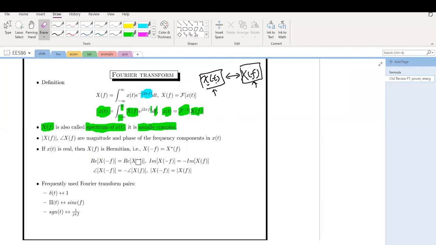Now we look at some frequently used Fourier transform pairs. First is delta(t). The Fourier transform is 1 in the frequency domain. What does it look like in the frequency domain? It will be like this. So this is the f axis. The frequency domain is all 1, magnitude all 1. What does this mean? This means that this signal occupies the whole frequency span from minus infinity to infinity.